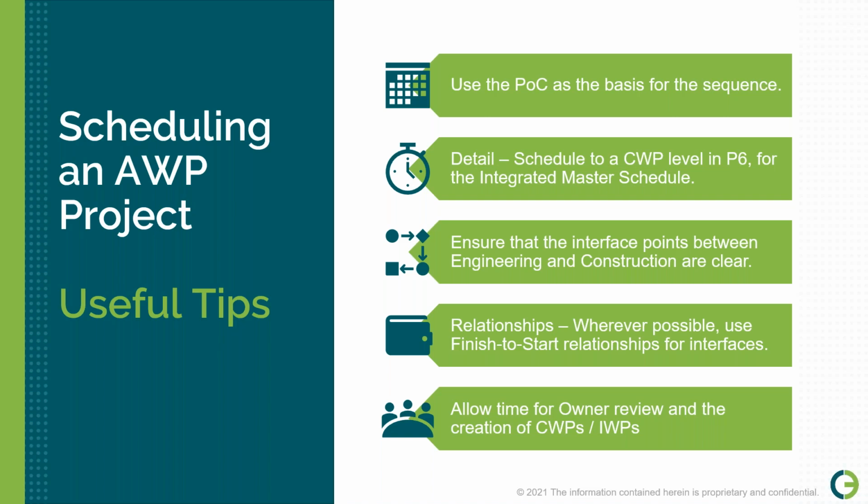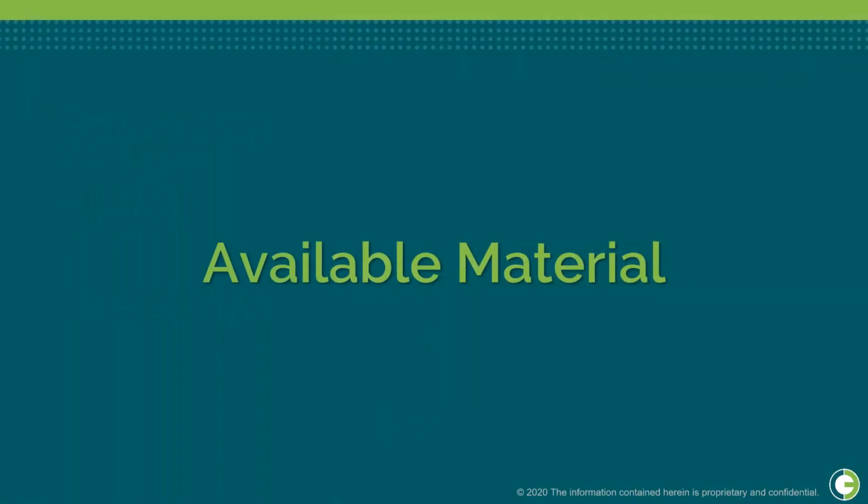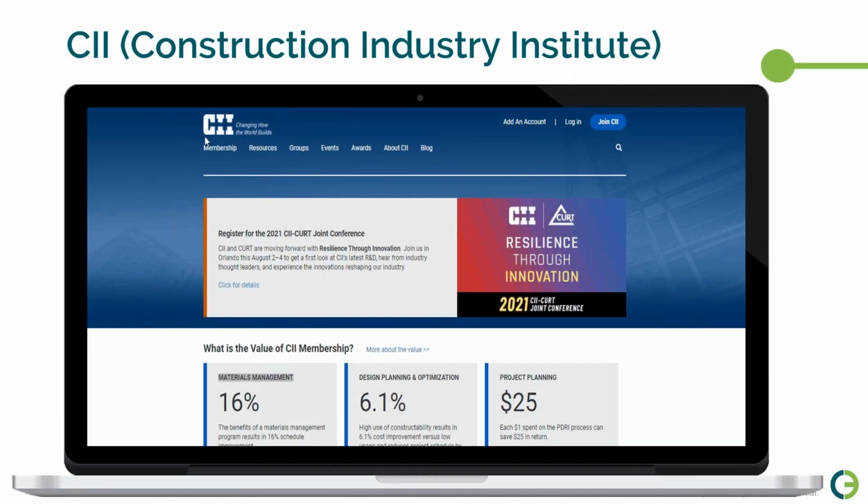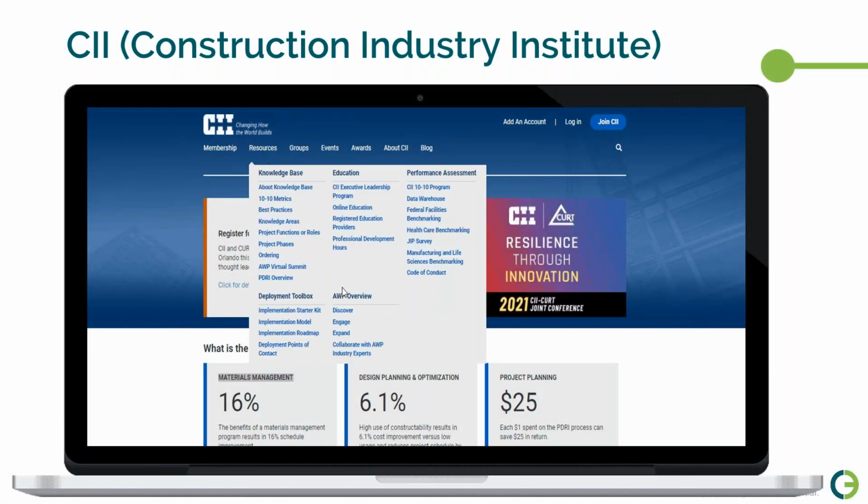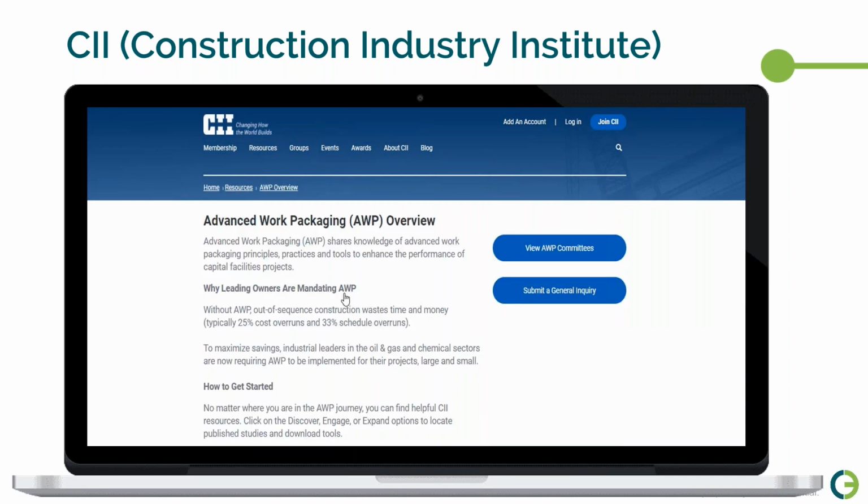Okay, so that's just a couple of the previews that we were going to look at, and that's some of the information that we'll be sharing in the implementation toolkit. This was obviously just a high-level review of a couple of areas. Before we take anything further, we're going to take a very quick look at the kind of AWP information that's already available in the industry today. The good news is we're not starting from scratch here.